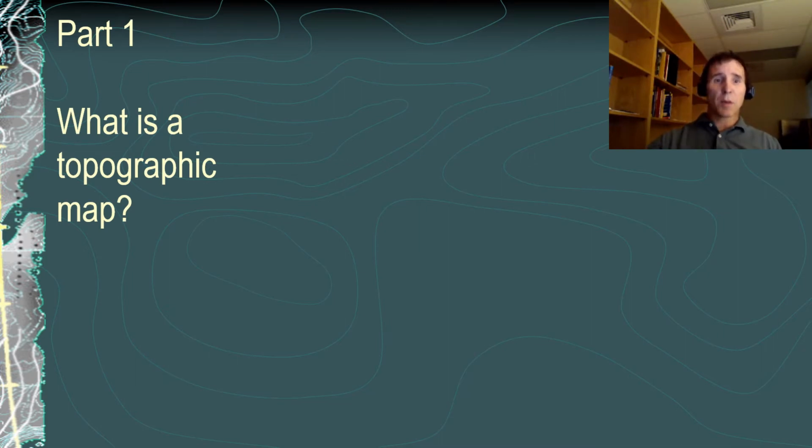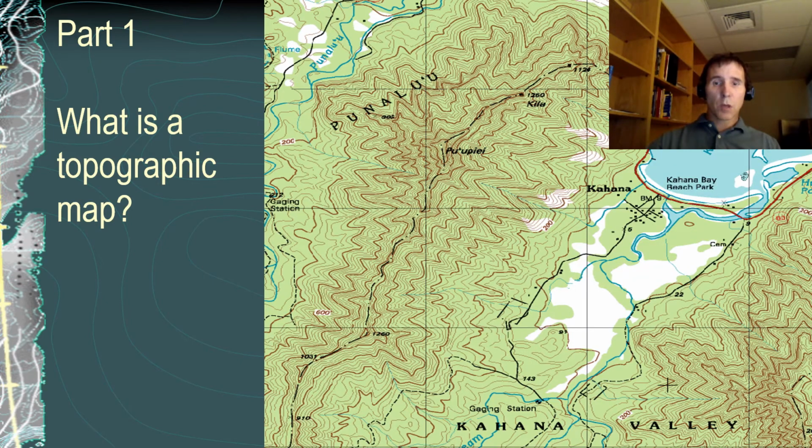Although there are many types of maps, a topographical map is unique because it provides a graphical representation of the shape of the Earth's surface. It displays spatial information such as location, elevation, distance, and direction. Here's an example of a topographic map from the United States Geological Survey. The defining characteristic that makes any map a topographic map is the presence of contour lines.